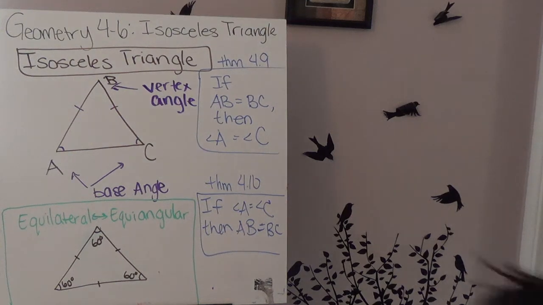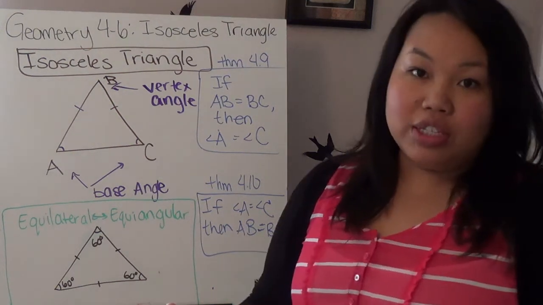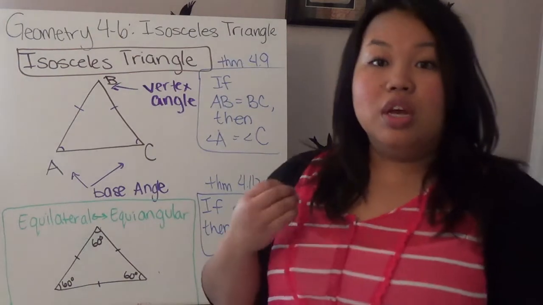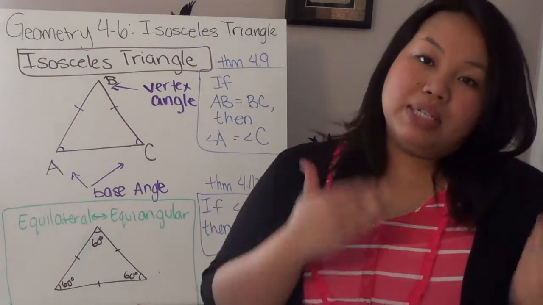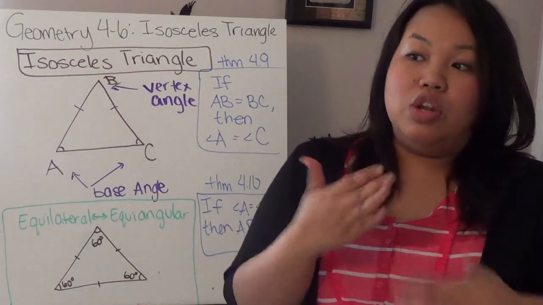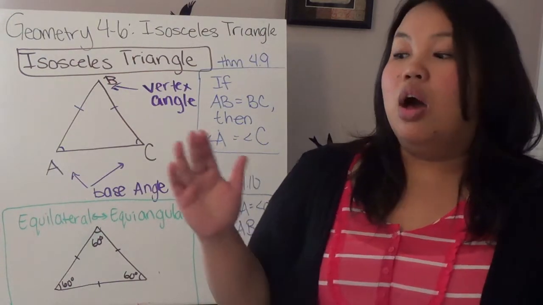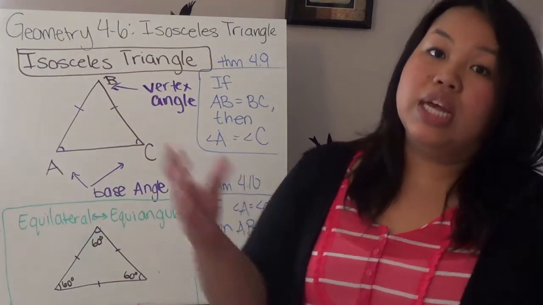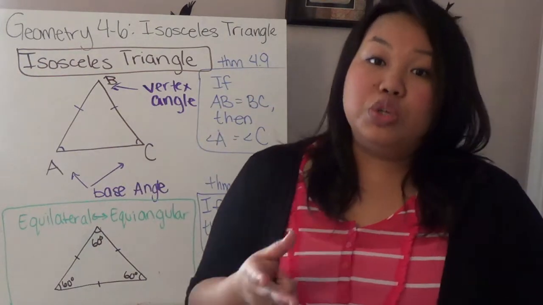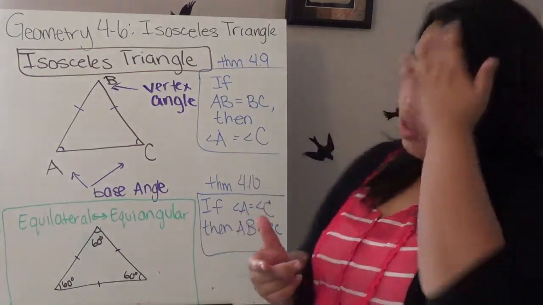Geometry 4-6, we're dealing with a topic that a lot of you guys know a lot about, and we're just adding more to it. It's isosceles triangle. So remember, we're talking about scalene, which has no sides that are congruent to each other. A triangle with no sides. We have equilateral, where all the sides are equal to each other, and isosceles, which is in the middle, which means at least two of the sides are equal to each other.